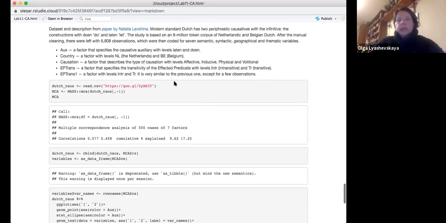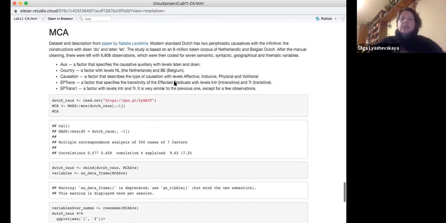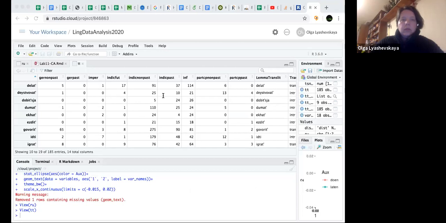And now we will use the function MCA, since we have more than 2 categorical variables. So first of all, let us look at the data set itself. So let me show you.